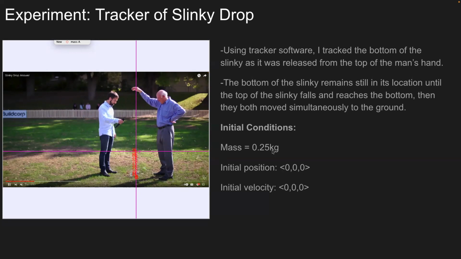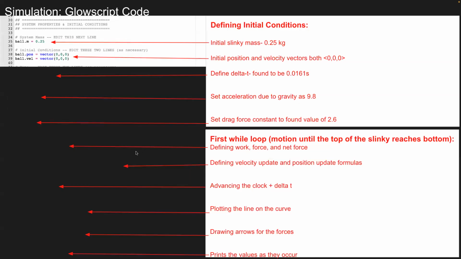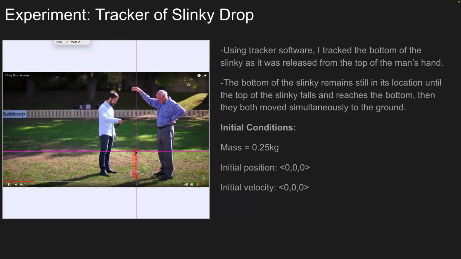So the initial conditions: the mass is 0.25 kilograms, and the initial position and velocity are both 0, 0, as the bottom is right here on this point where I created my axis, 0, 0. And then the initial velocity is of course 0, as the top is moving, but the bottom is completely still at the beginning.